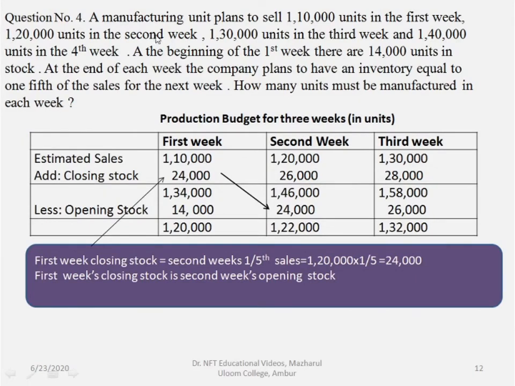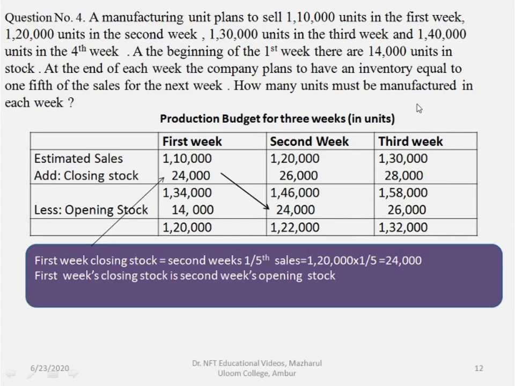Question number 4. A manufacturing unit plans to sell 1,10,000 units in the first week, 1,20,000 units in the second week, 1,30,000 units in the third week and 1,40,000 units in the fourth week. At the beginning of the first week, there are 14,000 units in the stock. At the end of each week, the company plans to have an inventory equal to 1/5 of the sales for the next week. How many units must be manufactured in each week?